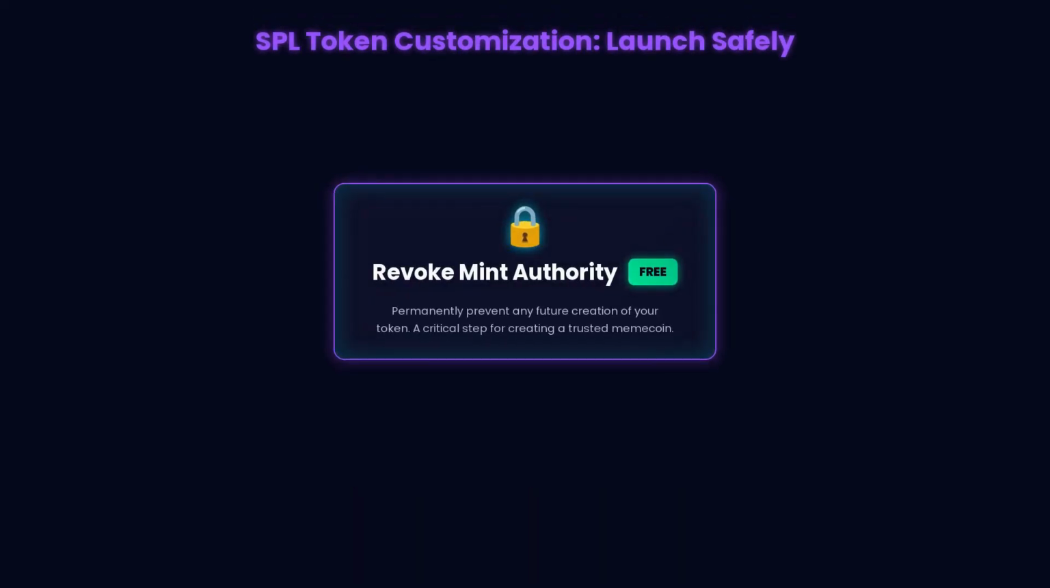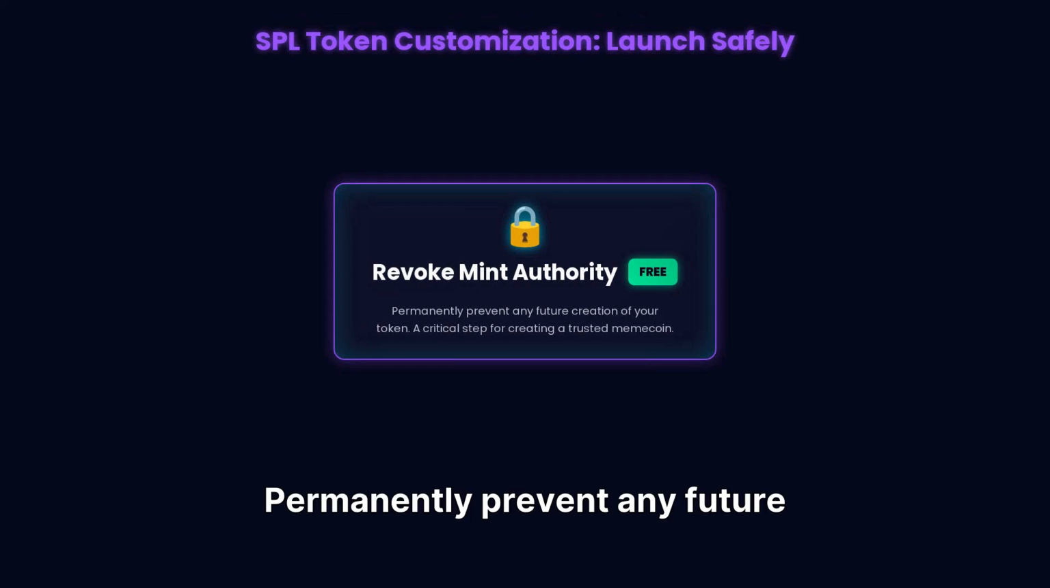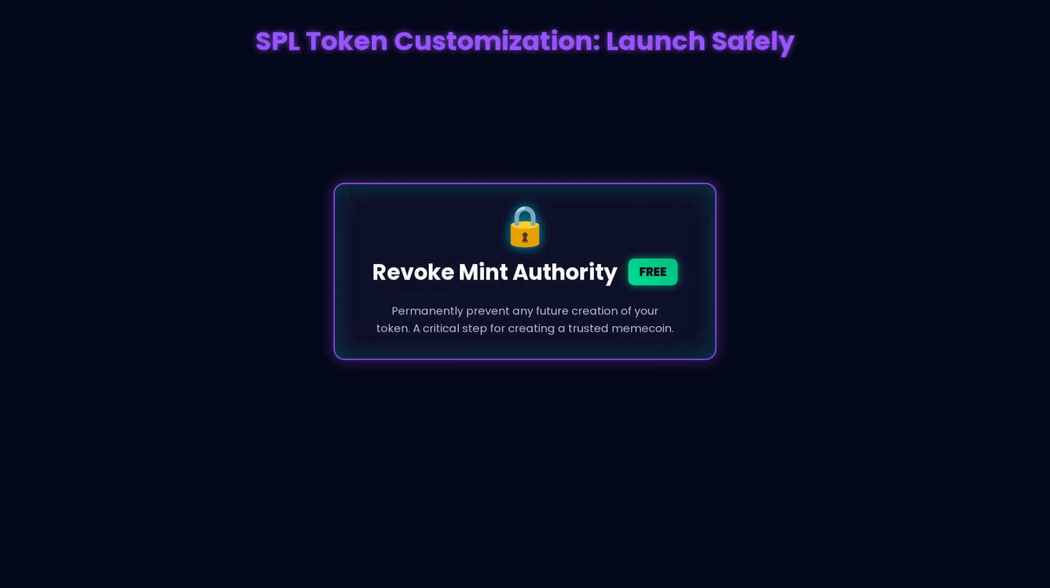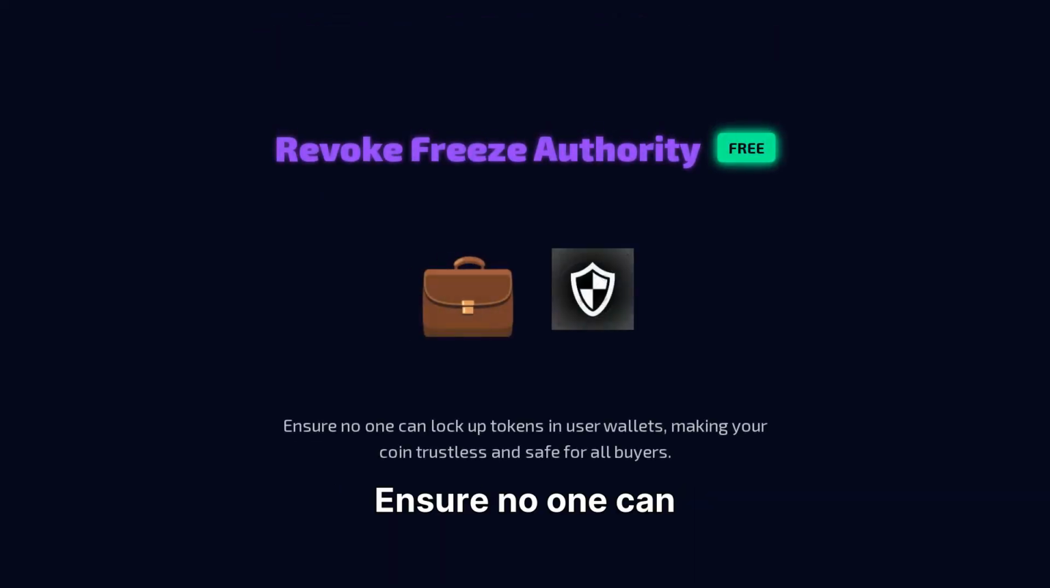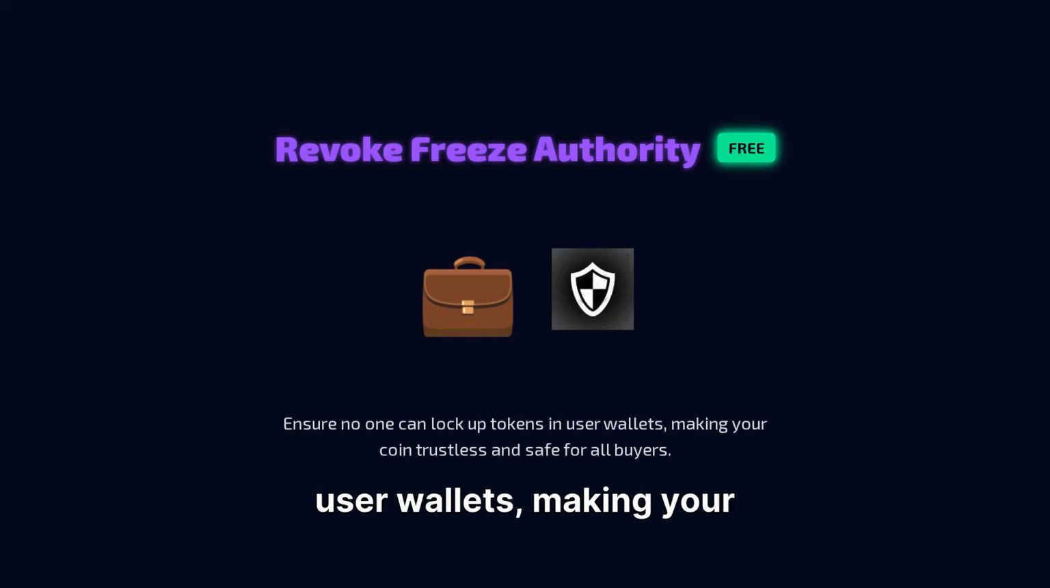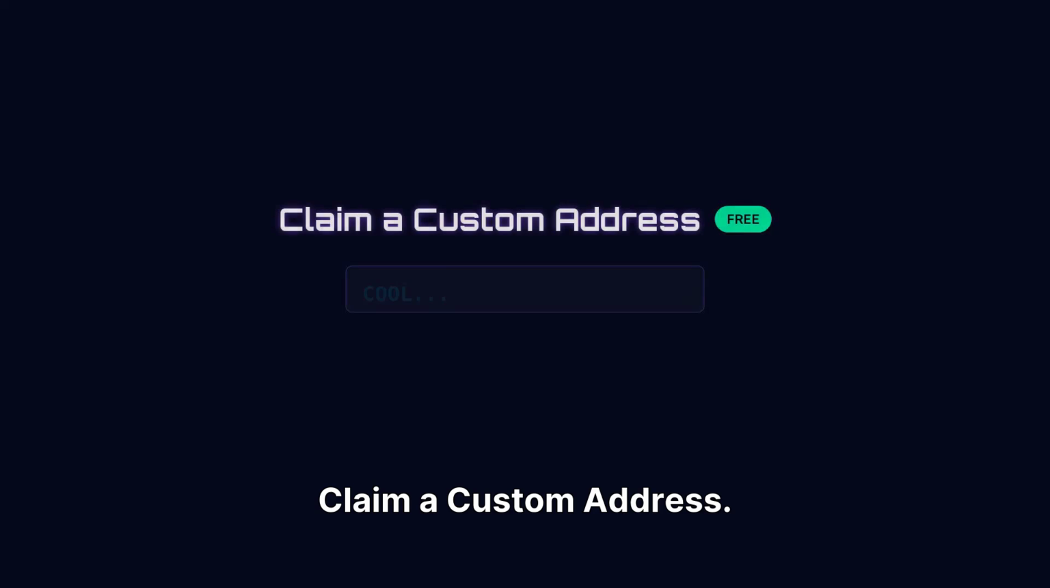Revoke mint authority. Free. Permanently prevent any future creation of your token. A critical step for creating a trusted Memecoin. Revoke freeze authority. Free. Ensure no one can lock up tokens in user wallets, making your coin trustless and safe for all buyers.